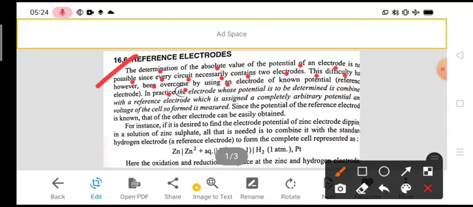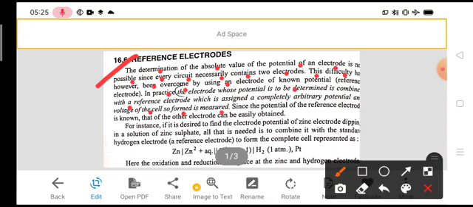So in practice, the electrode whose potential is to be determined is combined with the reference electrode, which has an arbitrary potential, and the voltage of the cell so formed is measured. This measured cell potential is normally equal to the potential of the electrode.